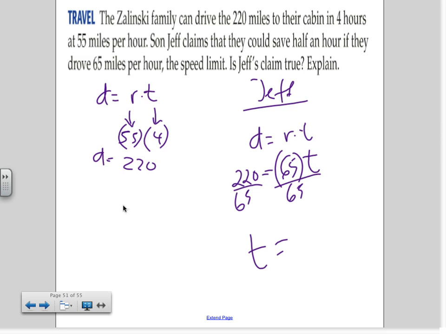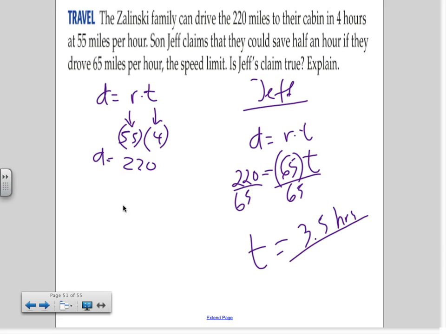So you actually divide that. 3 point what? 3.5, roughly. Very good. So, is this claim true? Yes. Did we indeed cut about half an hour off of our traveling time? Yes, indeed, because 3.5 is half an hour less than 4, right? So, Jeff's claim is true, that we cut about half an hour off of our driving time.